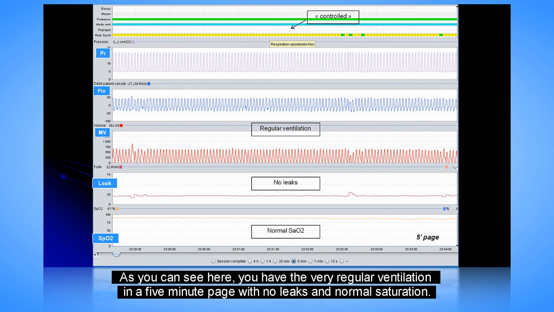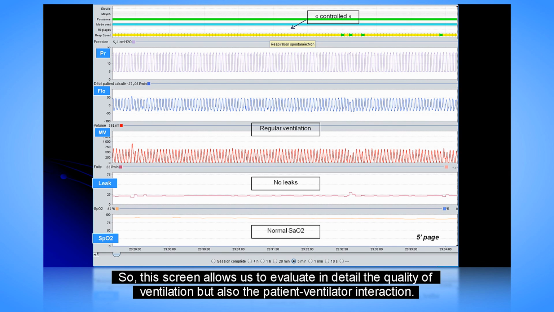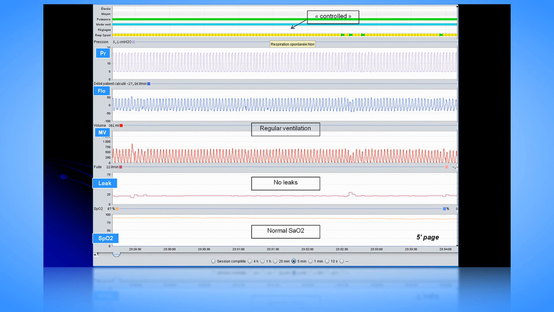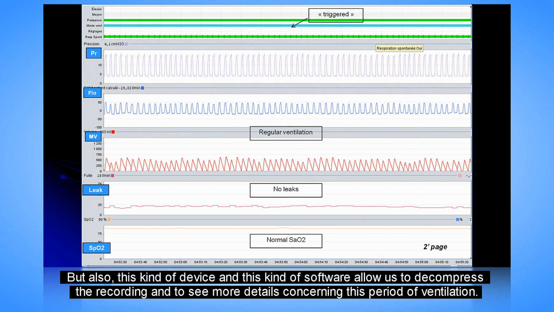As you can see here, you have a very regular ventilation in a 5-minute page with no leaks and normal saturation. So this screen allows us to evaluate in detail the quality of ventilation, but also the patient-ventilator interaction. I can say by seeing this picture that my patient during this period is probably well ventilated. But also, this kind of device and software allow us to decompress the recording and to see more details concerning this period of ventilation.